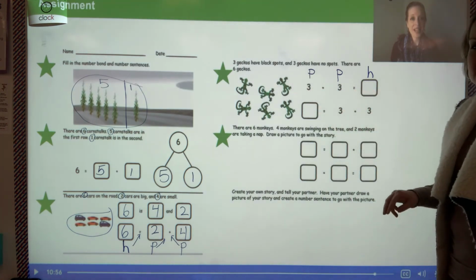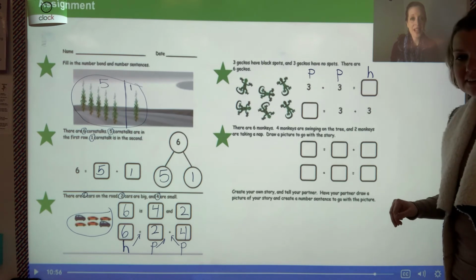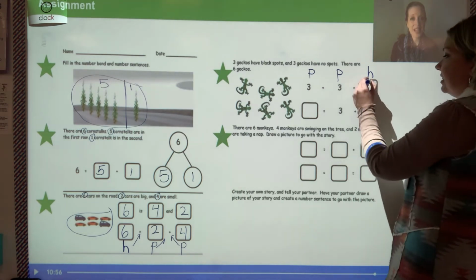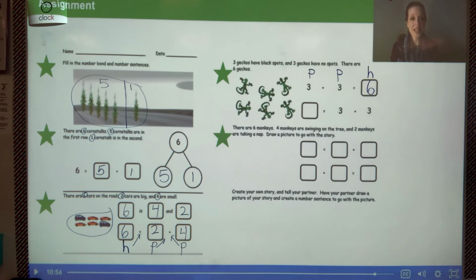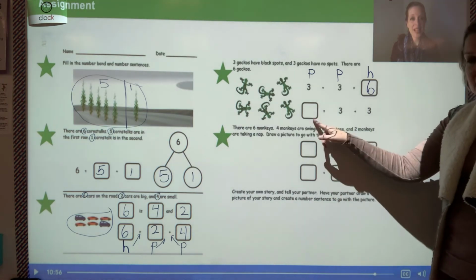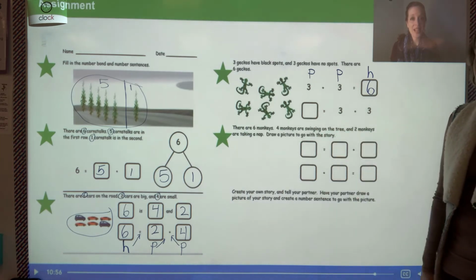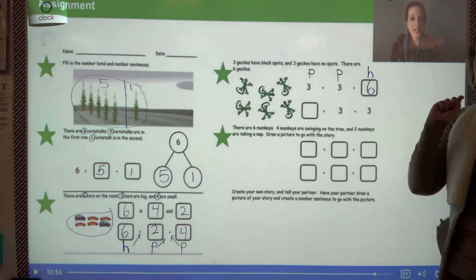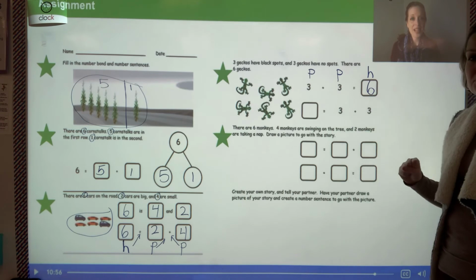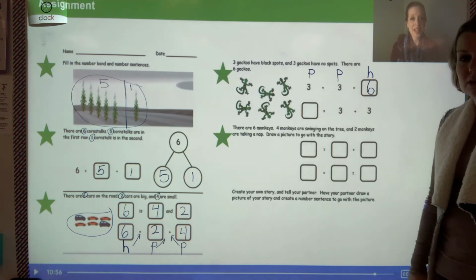I knew you knew that because you were raising your hand. 6. 6, you're exactly right. So my whole is 6. Now, wait a minute. Look what happened down here. What did they try to do to trick me? What did they do? Who can raise their hand and tell me? What did they do to trick us here?